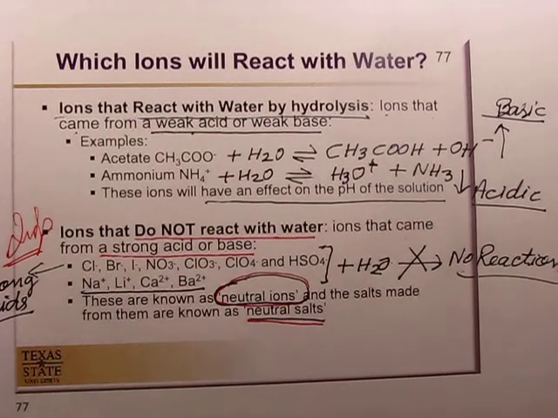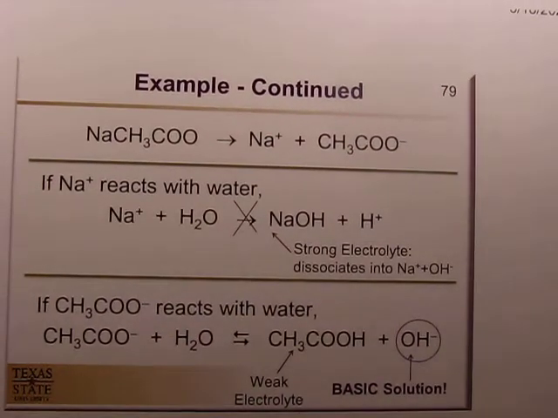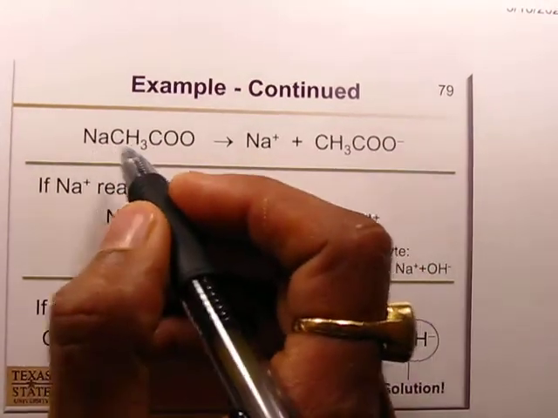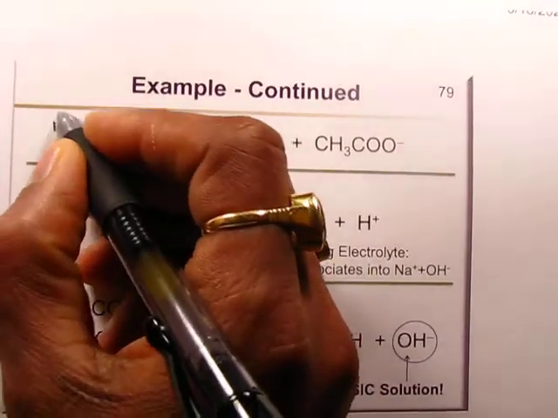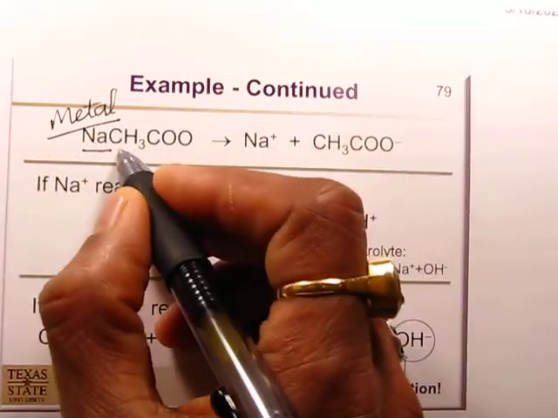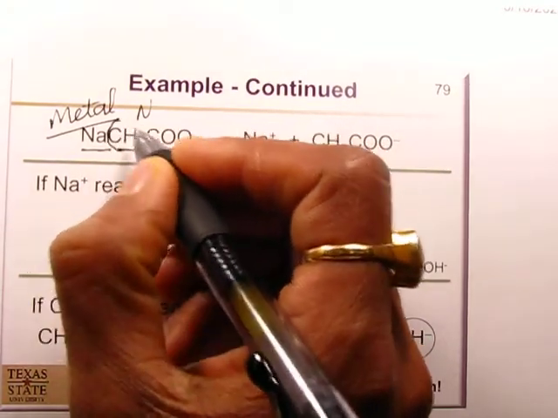So let's take one example. Sodium acetate. Sodium is a metal, a group 1 metal, and this part is the acetate ion, which is a non-metal. This is a combination of metal and non-metal.